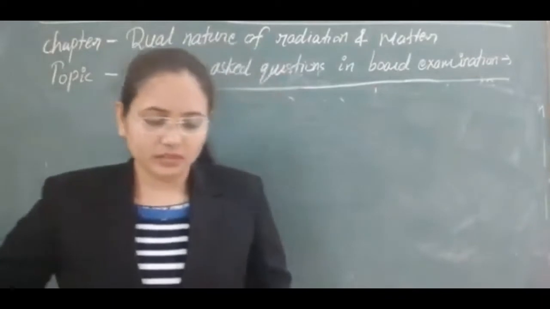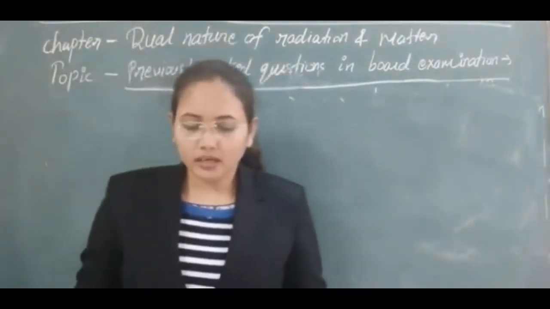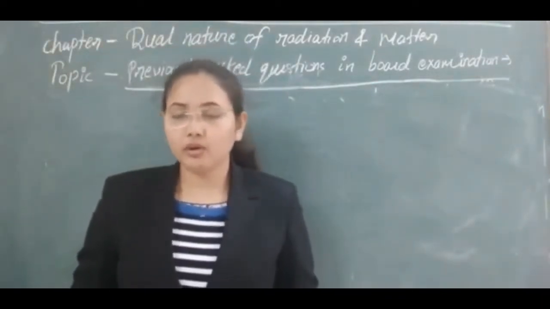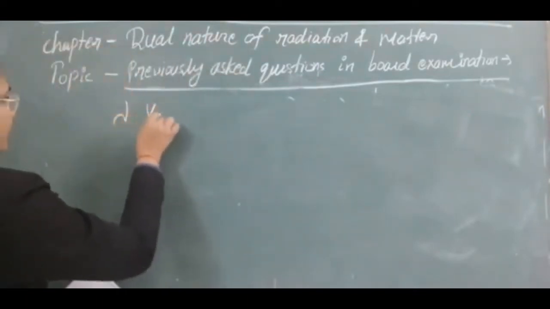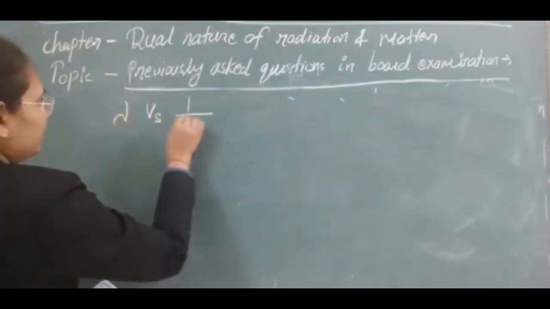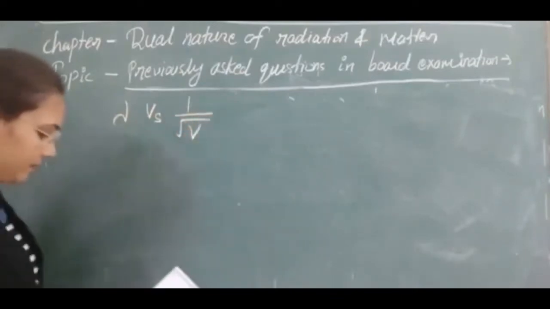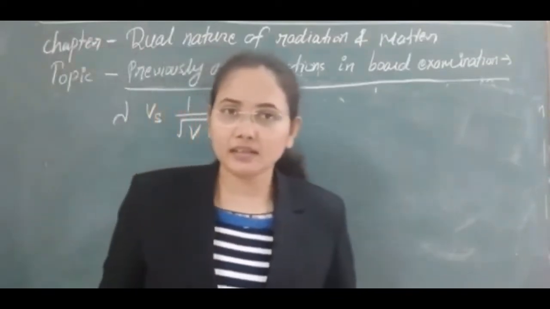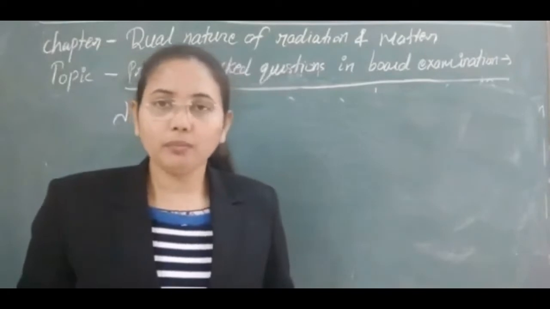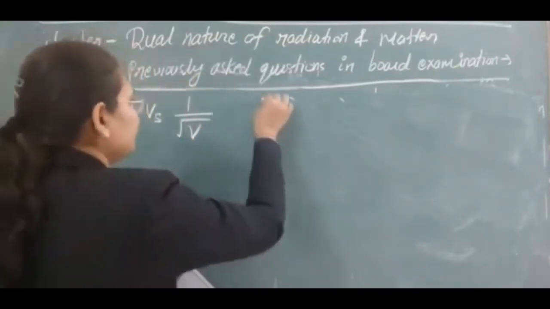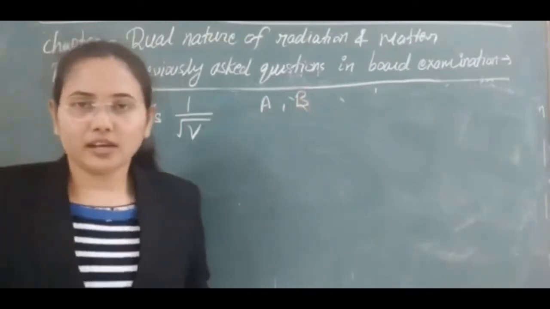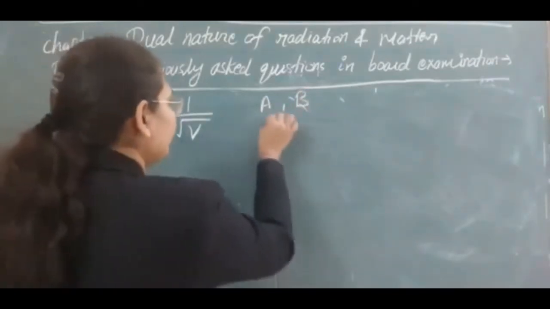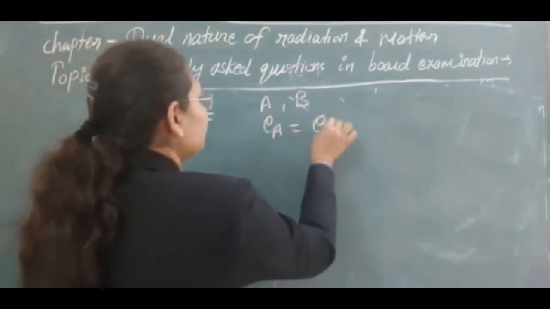So in this question it is given: plot a graph showing variation of de Broglie wavelength lambda versus 1 upon root V, where V is the accelerating potential, for two particles A and B carrying the same charge, meaning EA is equal to EB.